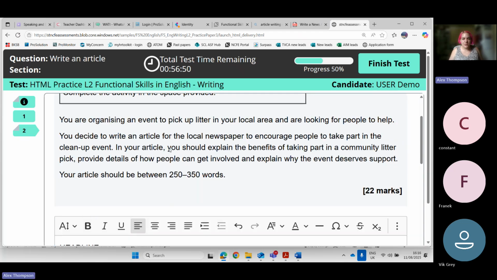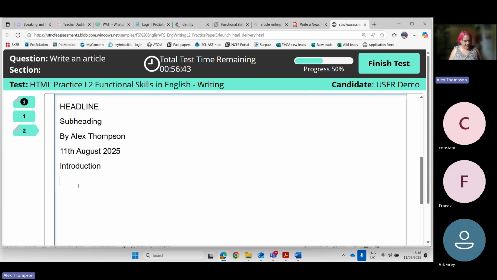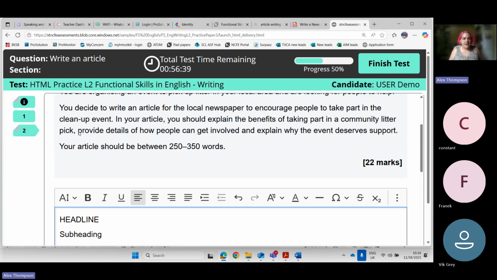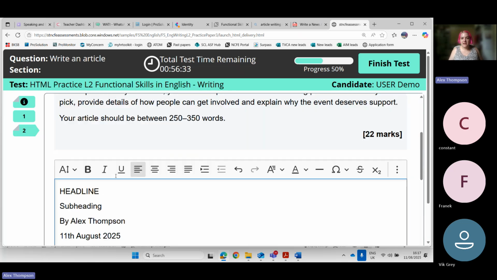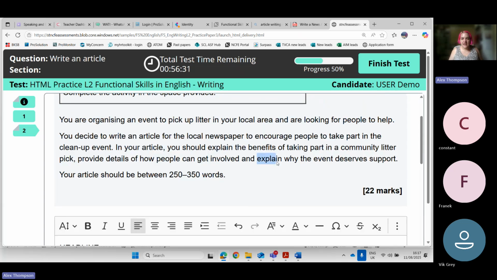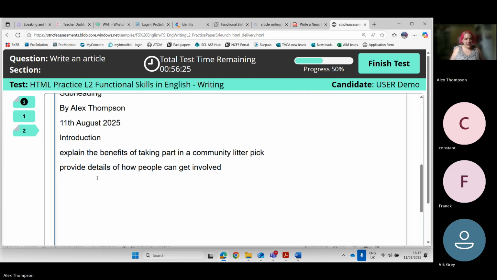So it says the first one, they want us to explain the benefits of taking part. So I'm just going to write that on there as my reminder. Then I need to give details of how people can get involved. So I will put that on there as well. And then lastly, explain why it deserves support. And then we have at the end some form of conclusion.